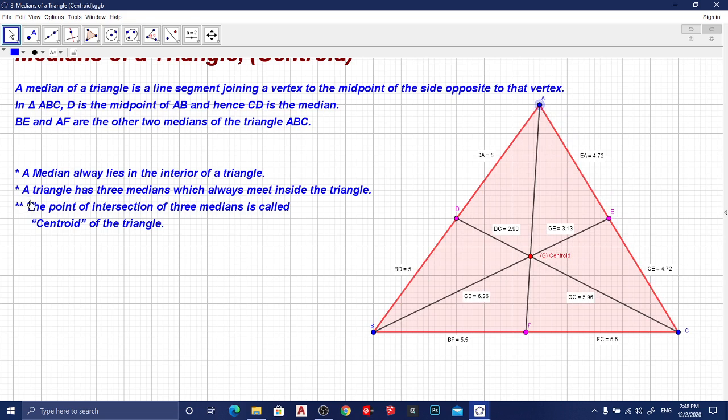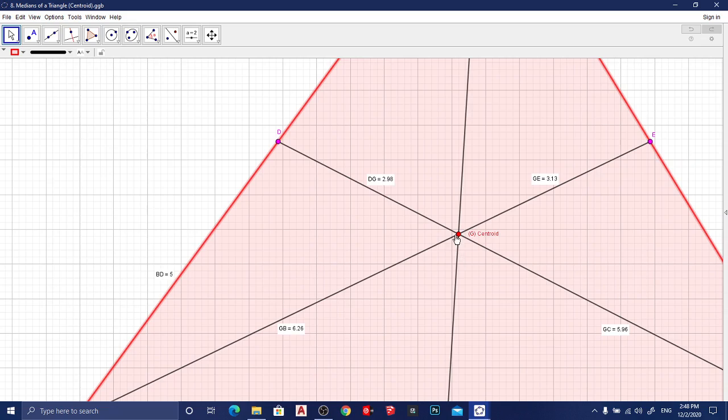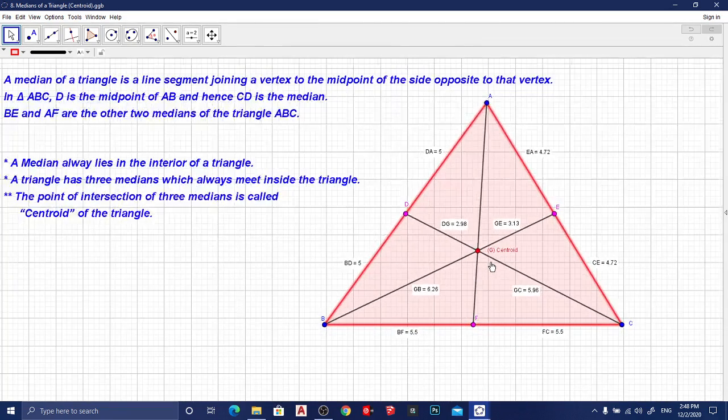And one more thing, a triangle has three medians which always meet inside the triangle at a particular point. The point of intersection of these three medians, this red point, is called the centroid of the triangle. The point of intersection of all three medians is called the centroid of the triangle. So this is the centroid.